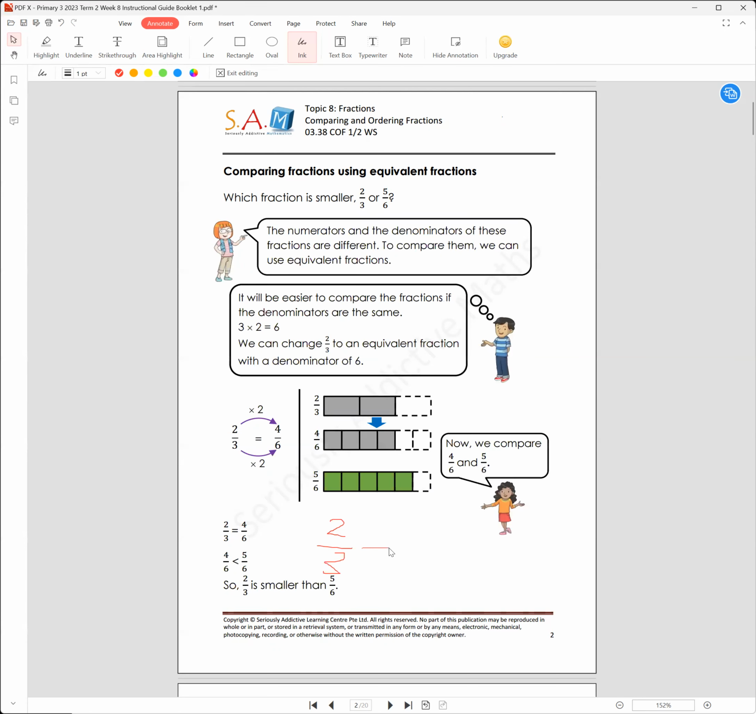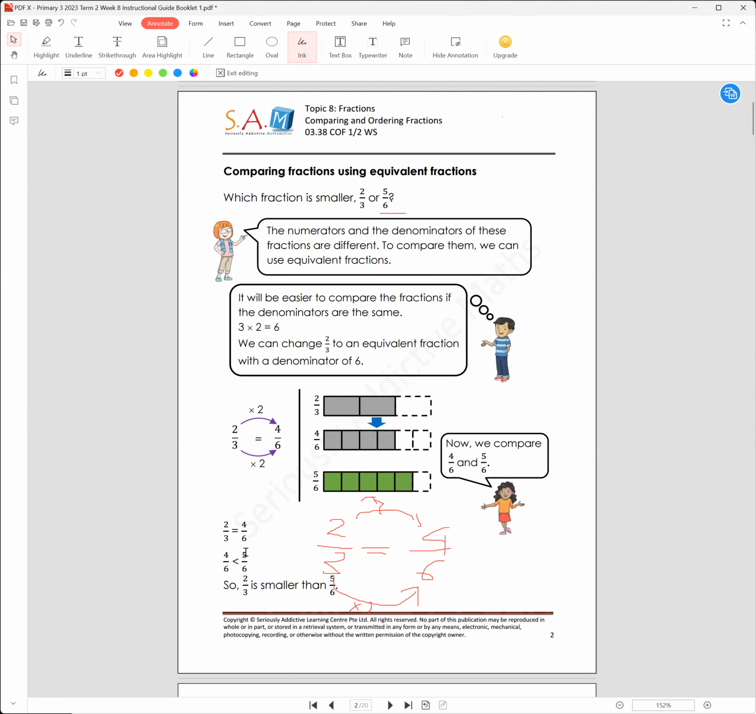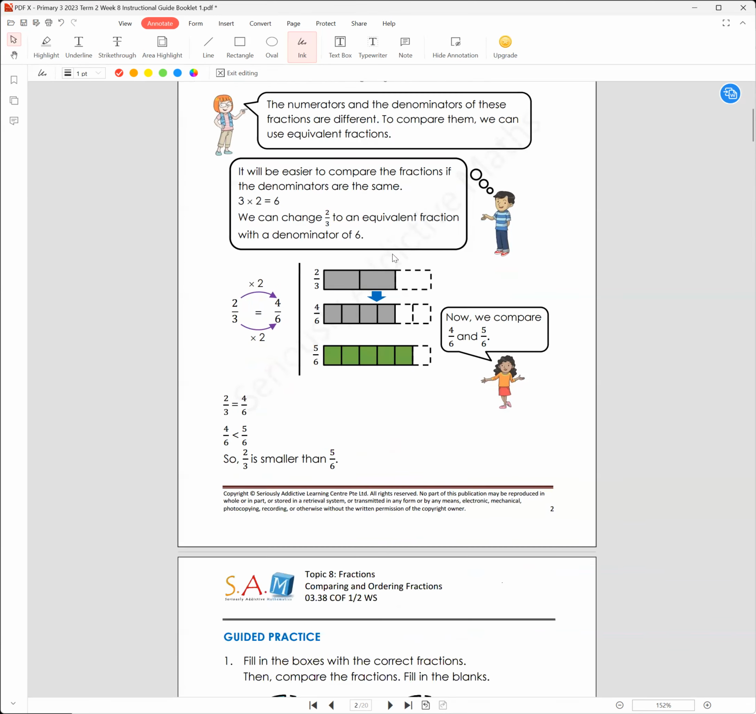So if I were to have the same denominator as this fraction here, which is 6, right? How do I do it? So remember they were doing the conversion last week. Okay, so 3 times 2 equals 6. So 2 would be times 2 as well, okay, which is 4. And so 2/3 is equal to 4 out of 6. So 4 out of 6 is smaller, right, than 5 out of 6.